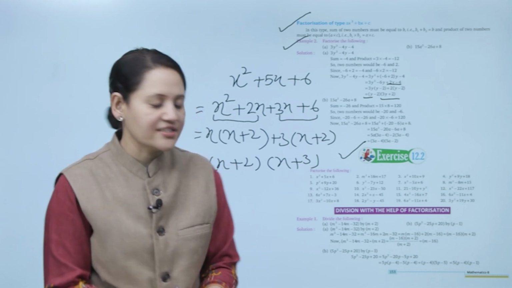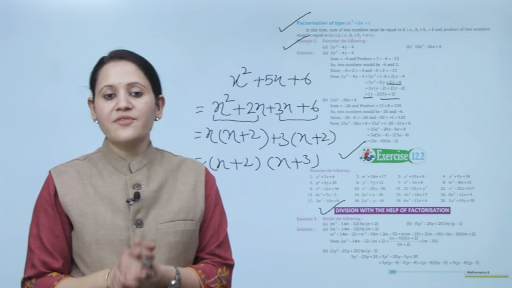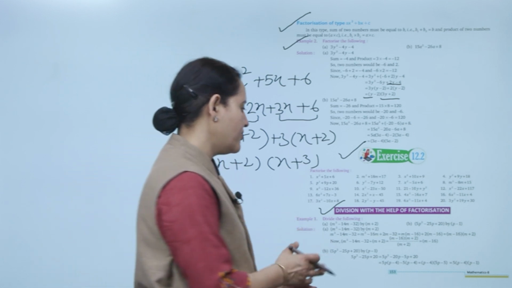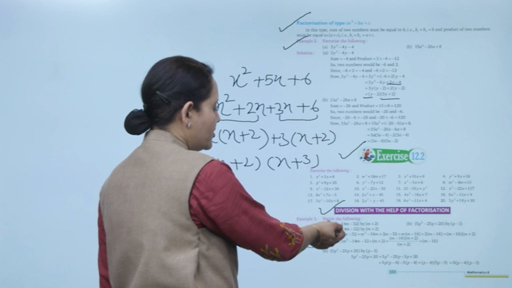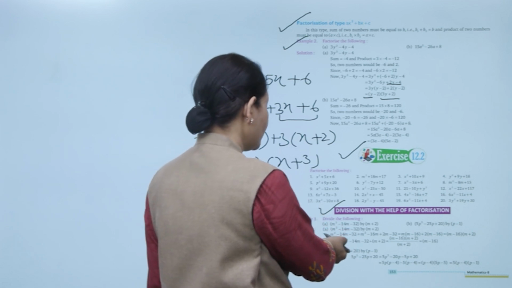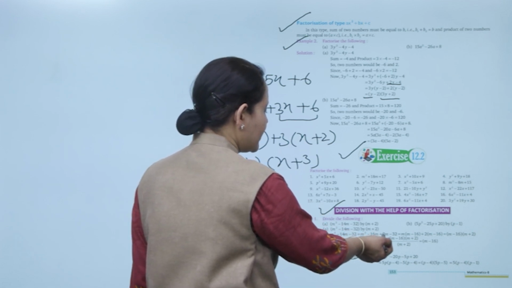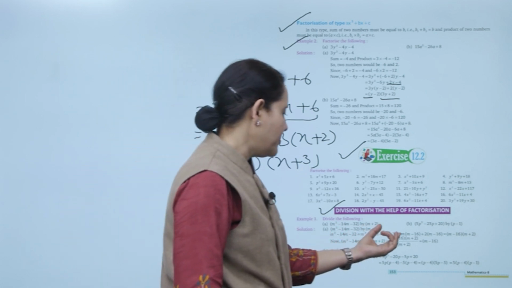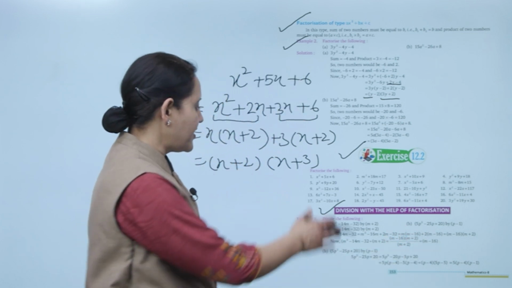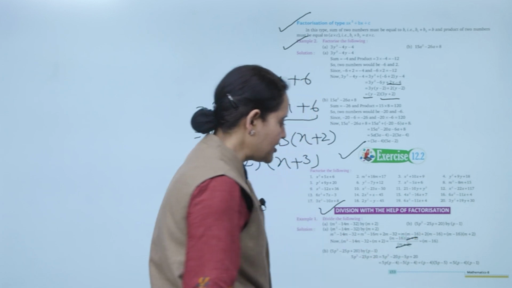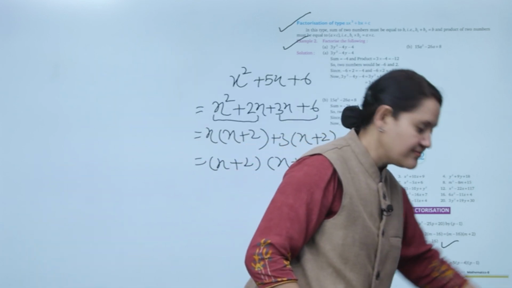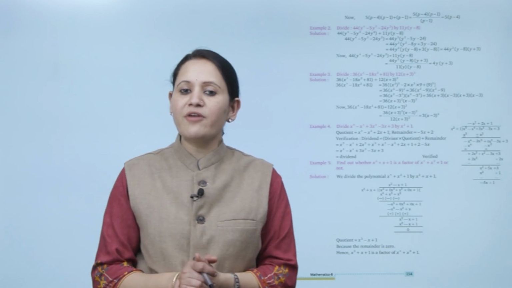Next is division with the help of factorization. Divide the following: m square minus 14m minus 32 by m plus 2. So here what we'll do? We have to divide m square minus 14m minus 32 by m plus 2. So m square minus 16m plus 2m, we split first, minus 32. So what common comes out? m minus 16 and the other factor is m plus 2, that is divided by m plus 2. So m plus 2 cancels with m plus 2, and m minus 16 is left, that is our answer. Clear? Some more examples are given here, you have to practice them all.